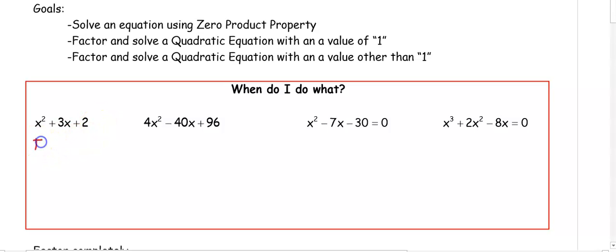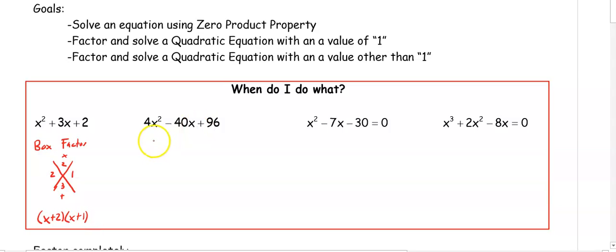So in this problem, we're only going to factor. And when we factor here, we are going to box factor. So what we need to do then is figure out what multiplies to 2 and adds to 3. Well, the only numbers that multiply to 2 are 2 and 1. So this would be x plus 2 times x plus 1.